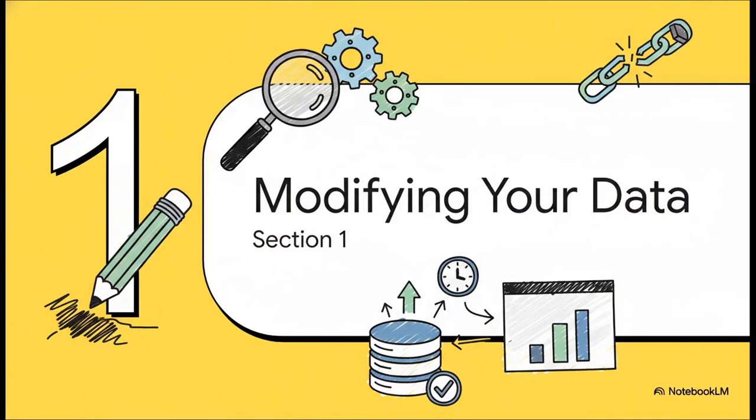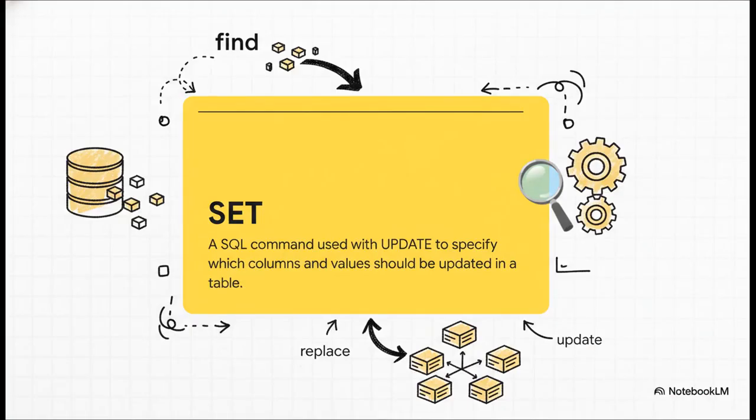Okay, first up in our toolkit, the modification tool. This is your go-to when the data you're looking at is just wrong. It's all about correcting the record and making sure the story your data is telling is the true one. And the star of the show here is the SET command. Now, it works hand in hand with the update statement. Honestly, the best way to think about it is like a super precise find and replace for your database. You tell it what to find, and SET tells it what the new value should be.